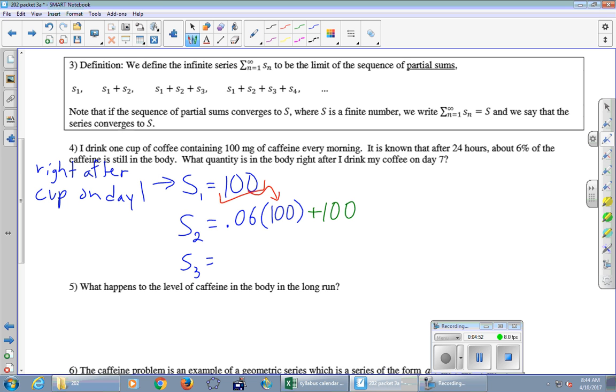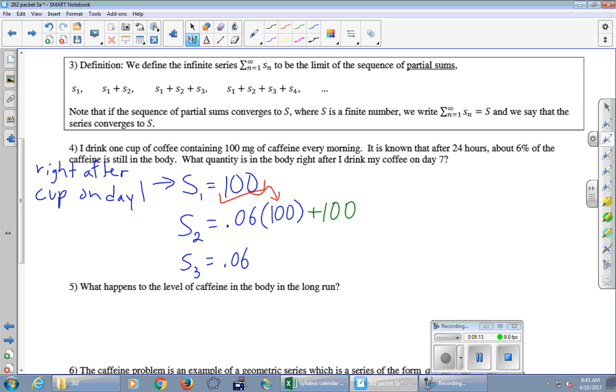And for S3, we are going to take 6% of that entire thing that we just said, plus another 100, yes? And I'm going to write that. I'm not so interested in what the actual final single number is. I'm interested in the pattern that we're developing here. So we are taking 6% of this whole thing.